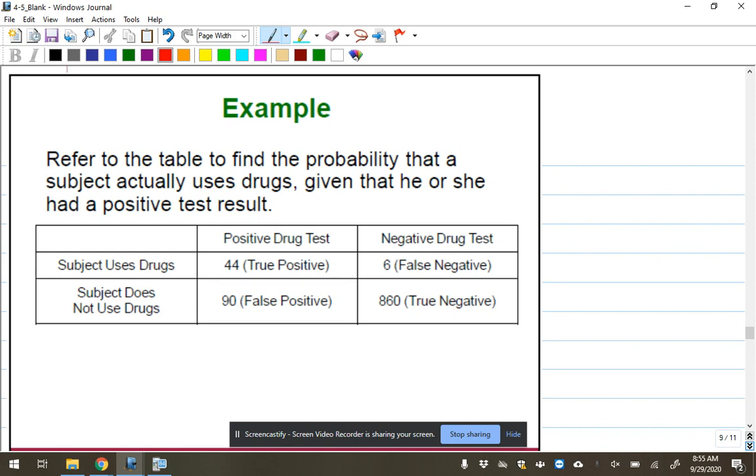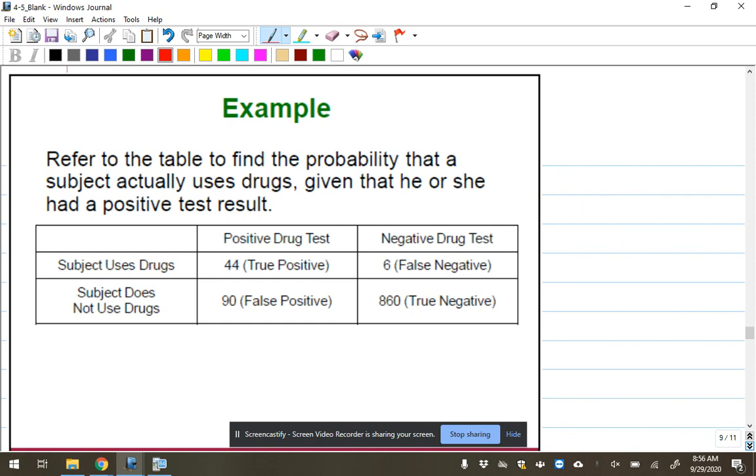All right, so again, we're back to our drug testing. Refer to a table to find the probability that a subject actually uses drugs, given that he or she has a positive test result. Okay. 2020 rules, we could talk about coronavirus. Positive tests, false negatives, that sort of thing. False positives, all those things occur anytime there's a test that happens. Flu season, exact same thing. None of that is out of the question.